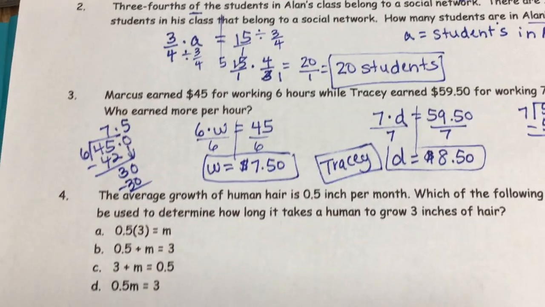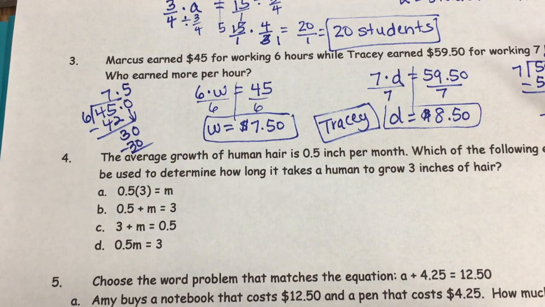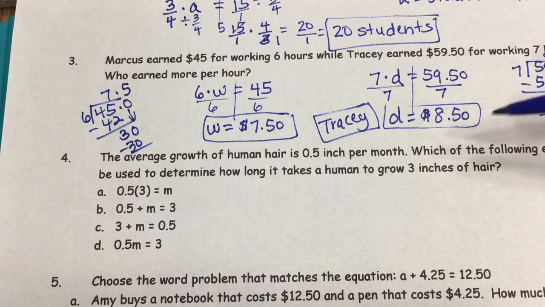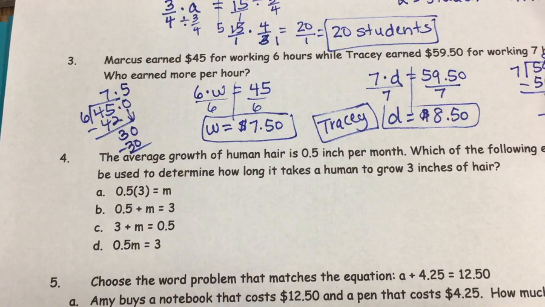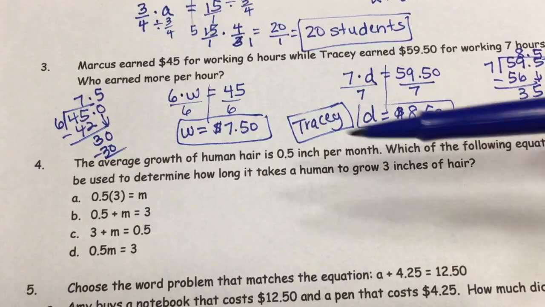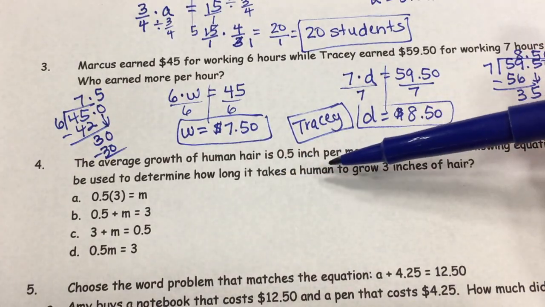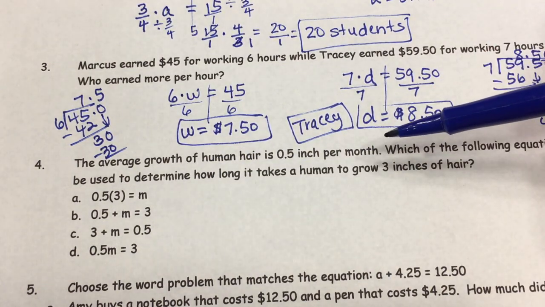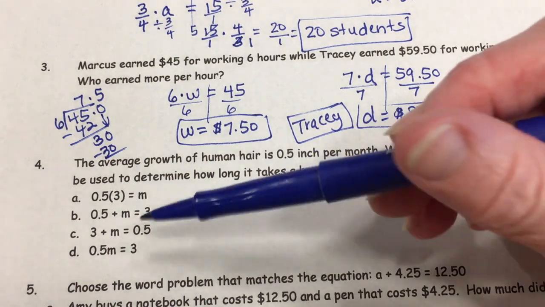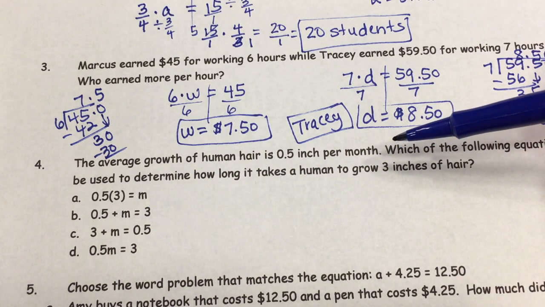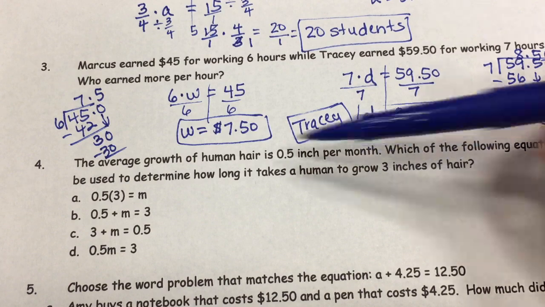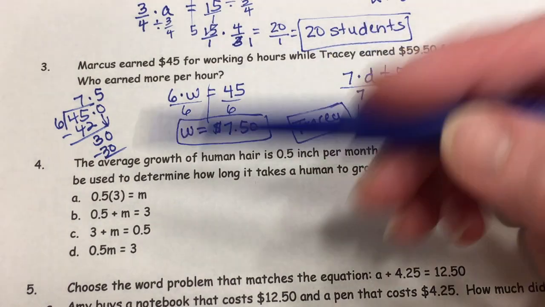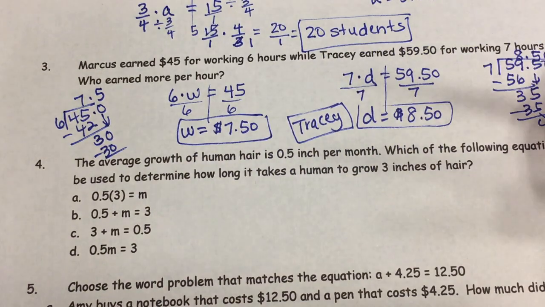All right, the average growth of human hair is 0.5 inch per month. Which of the following equations can be used to determine how long it takes a human to grow 3 inches of hair? All right, so you're also going to see problems where you just have to pick the equation that you could use to find the answer. Now, the equation that you see here may be different than how you would actually solve the problem, but it has to match what's in the problem. So you may be thinking to yourself, oh, I need to divide 3 by 0.5, and you would be correct, but that is not one of the possible equations over here.